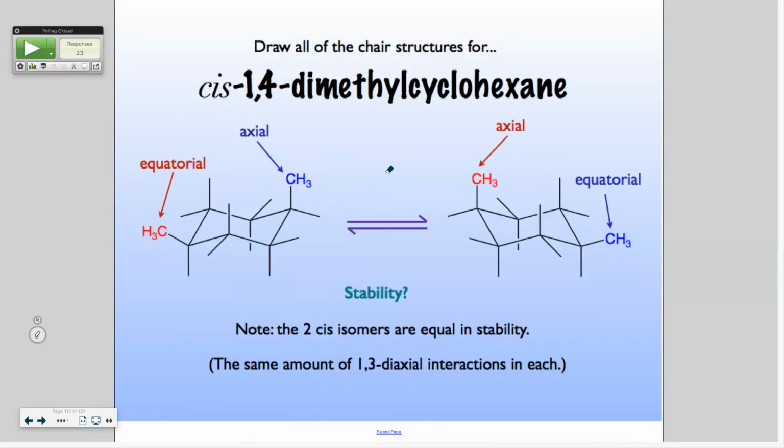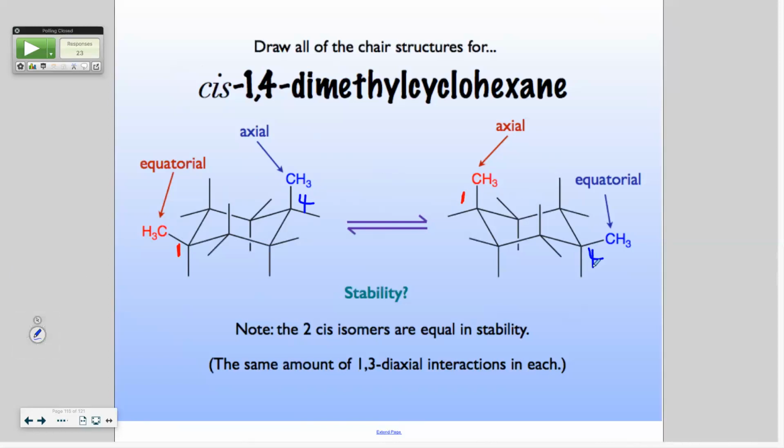Notice 1,3-diaxial interactions. What happens when you flip the chair? We're going to take the bottom and put it up, and the up and put it down. So this methyl is now equatorial, and the methyl over here on this side is now axial. So when you flip between two chairs, you're always flipping between axial and equatorial on your groups and your hydrogens, actually. This one is this one. I tried to color code them just so you could see. This is carbon 4, and this is carbon 4.